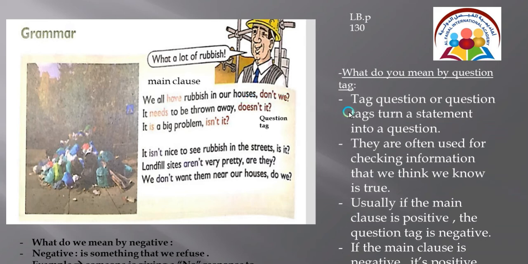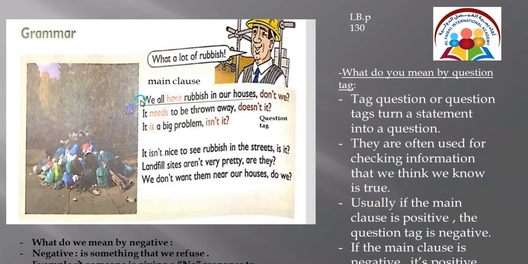They are often used for checking information that we think we know is true. So we know that is true, but we have to check or ensure our information. Usually, if the main clause is positive, which is this one, so if it's positive, the question tag, as you see here, is negative. And if the main clause is negative, so the question tag will be positive.